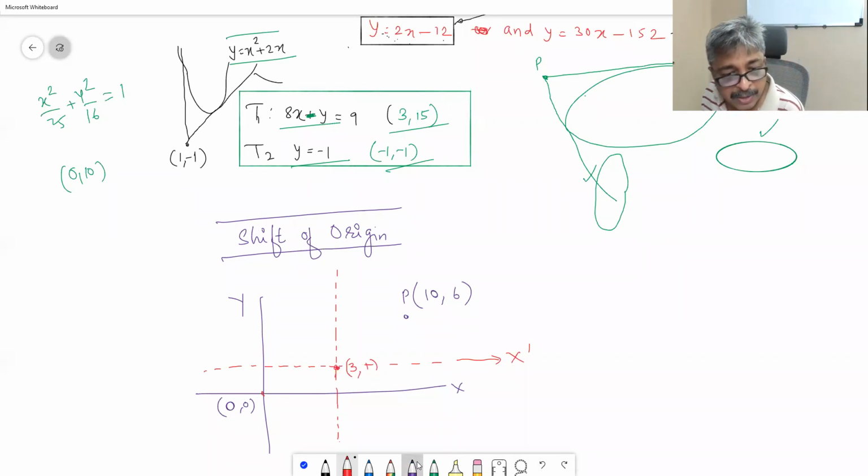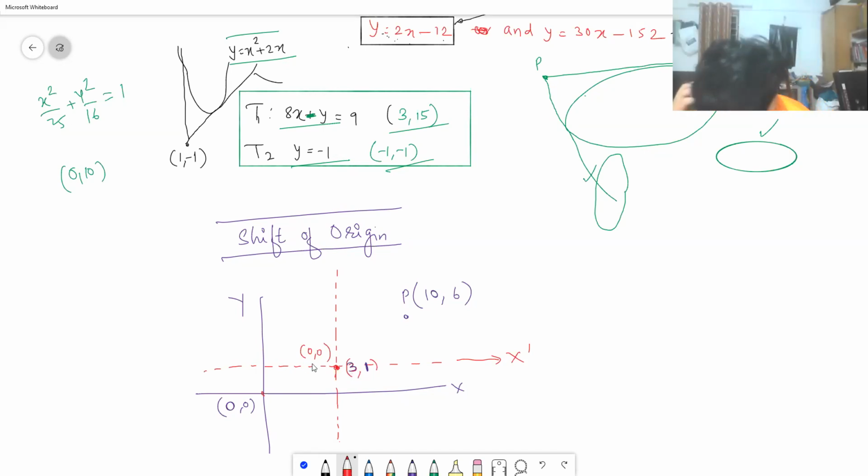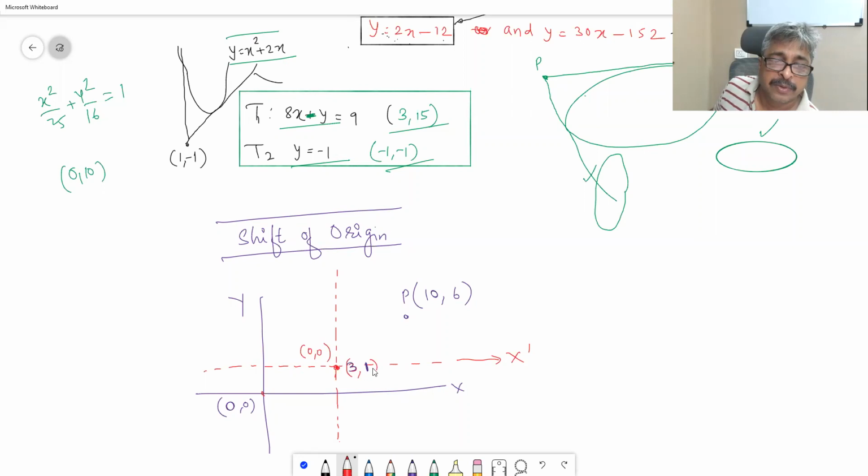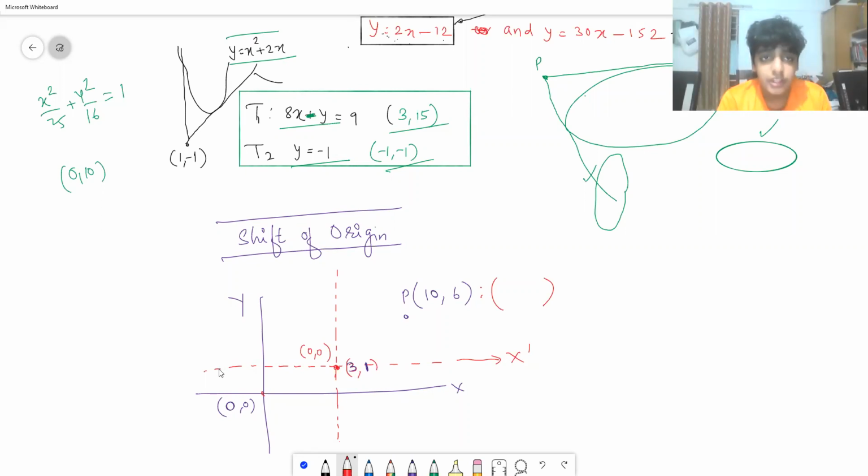So okay, now let me explain the notation. This is 3, 1, old coordinates. What are the new coordinates of this point? 0, 0. Do you understand the notation? Old coordinates of the new origin are 3, 1. New coordinates of the new origin are 0, 0. So now can you tell me the new coordinates of P? Sir, 7, 5.